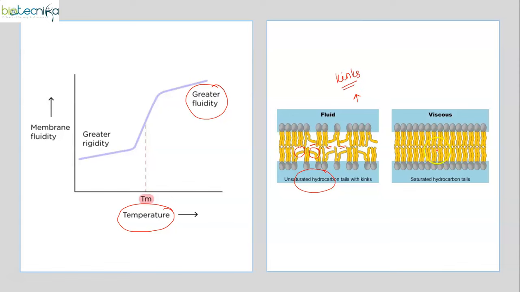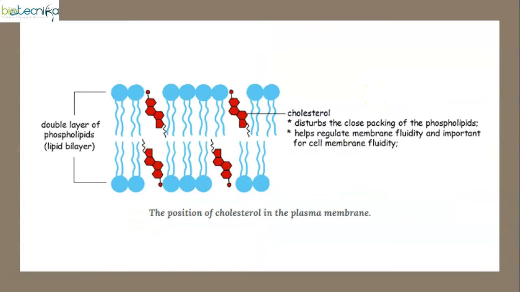Whereas on the other hand, we can see that because of the presence of saturated fatty acids, the phospholipids are closely packed, because of which the membrane fluidity decreases. Next, how exactly is this cholesterol present within the phospholipid bilayer? You can see that it disturbs the close packing of the phospholipids. That's the reason they are responsible for regulating membrane fluidity. This is how the cholesterol is inserted within the phospholipid bilayer.